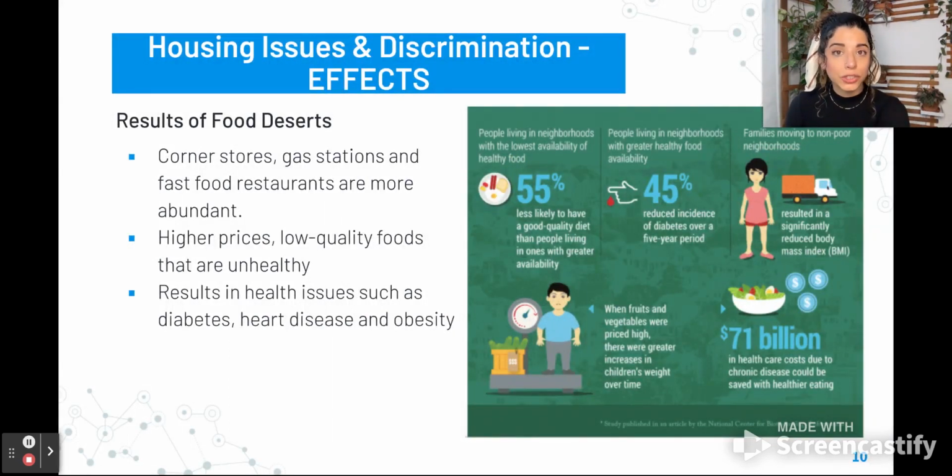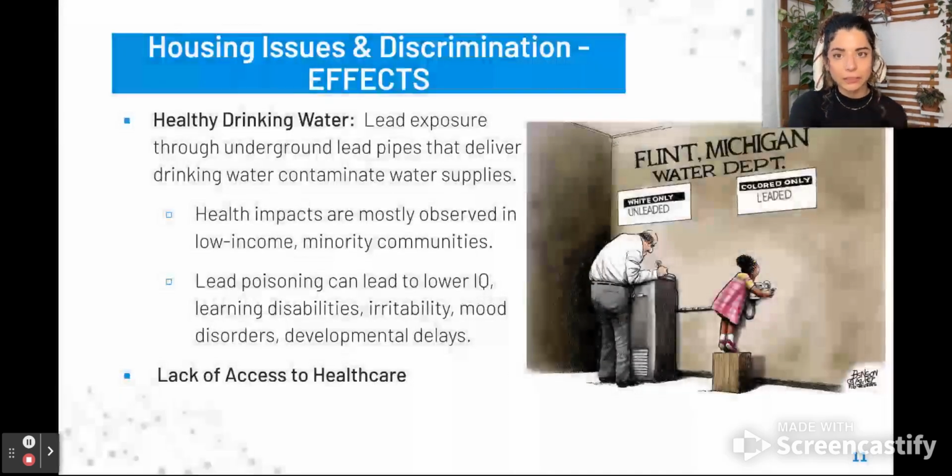So results of food deserts, like I just mentioned: corner stores, gas stations, fast food restaurants, those are accessible. A lot of times, because of the convenience of a gas station or a corner store, prices can be higher, but they still have a big inventory of low quality foods that are just not healthy and nutritious, and that can create a lot of health issues like diabetes, heart disease, obesity. We do see higher rates of those.